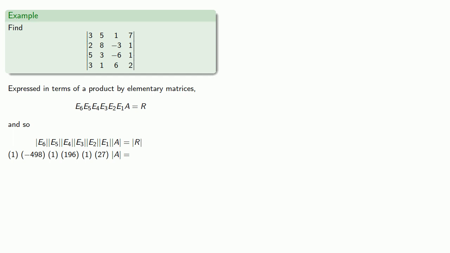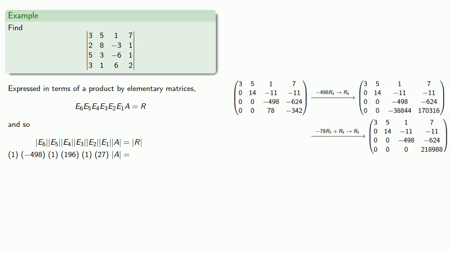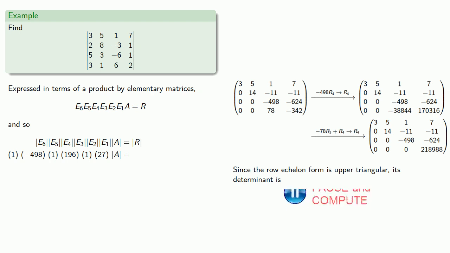So remember, the determinant of a product is the product of the determinants, so on the left-hand side, the determinant of that product is going to be the product of the individual determinants of our matrices performing the row operation times the determinant of A. On the right-hand side, we have the determinant of R, which is the row echelon form of our matrix. You might think that this hasn't really helped us because we still have to find the determinant of a 4x4 matrix, but the reason this is useful is that our final matrix is an upper triangular matrix, and since the row echelon form is upper triangular, its determinant is easy to find, and now we can solve for the determinant of A.